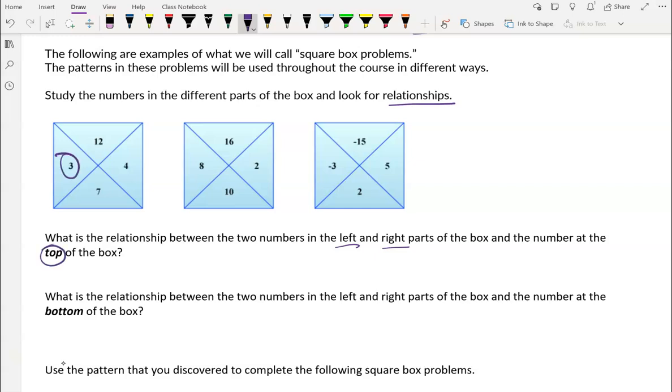So let's look at the left and the right. How are they related to the number at the top? Think about that. The left and the right, how are they related to the number at the top? Think about that. Write down your answer. Pause the video if you must.